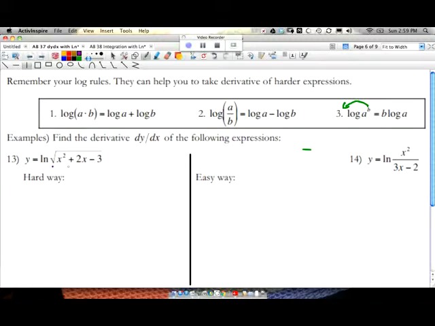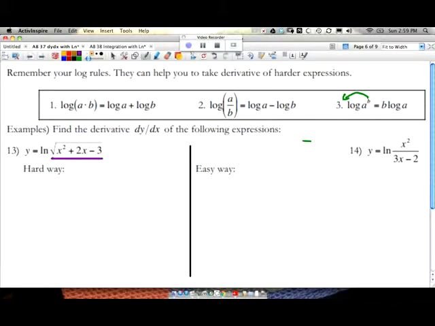So the hard way would be to keep this inside defined as one function. And in this case, a multi-layered function, because it's got an outside radical and an inside polynomial. It's a multi-layered u. So u equals x squared plus 2x minus 3. And I'm even going to make it a little simpler by writing that to the 1/2.